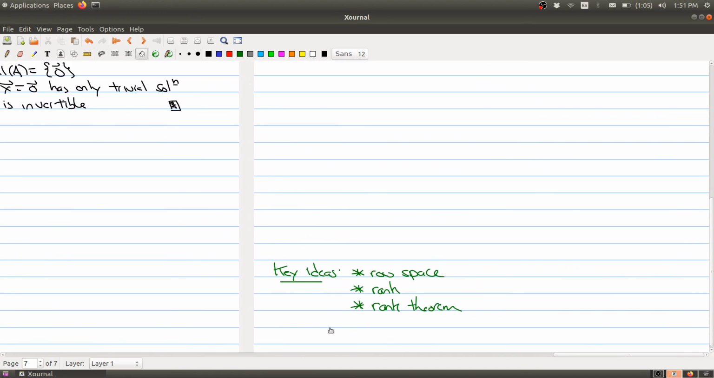There are a bunch of new ideas in today's lecture. One of them was the row space of a matrix. We also learned about the rank of a matrix, and more importantly, one of the big things we learned was the rank theorem. That's it for chapter 4. Starting in the next lecture, lecture 28, we'll be moving to chapter 5, when we talk about eigenvalues and eigenvectors. I'll see you then.